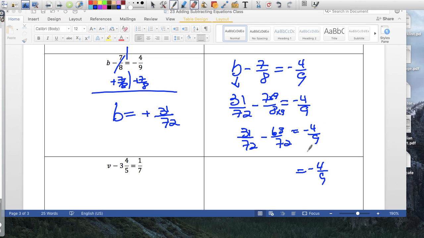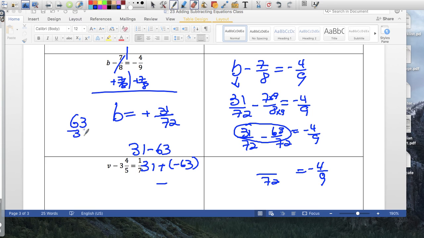You notice that on the right side, there's nothing to do. On this side, we've got to figure it out. So ignore the denominators. Don't ignore it, just put it over 72. And do 31 right here: 31 minus 63, or 31 plus negative 63. There's more negatives, so the answer is going to be negative, right? So 63 minus 31 equals 32. It's going to be negative 32 over 72. Can we simplify this? If I divide this by 8, I get 4. If I divide 72 by 8, I get 9. Yeah, look at that. We did it correctly.